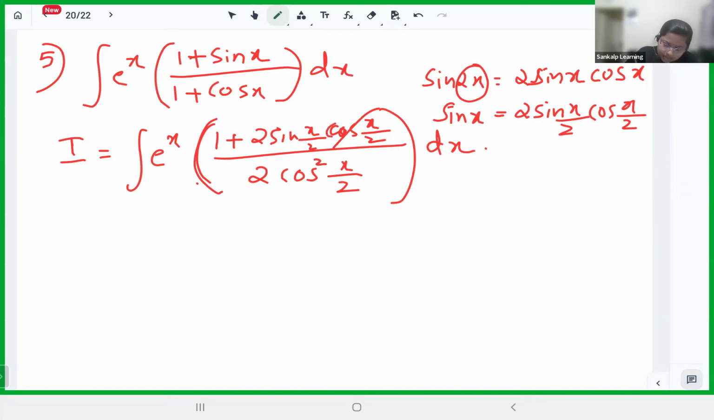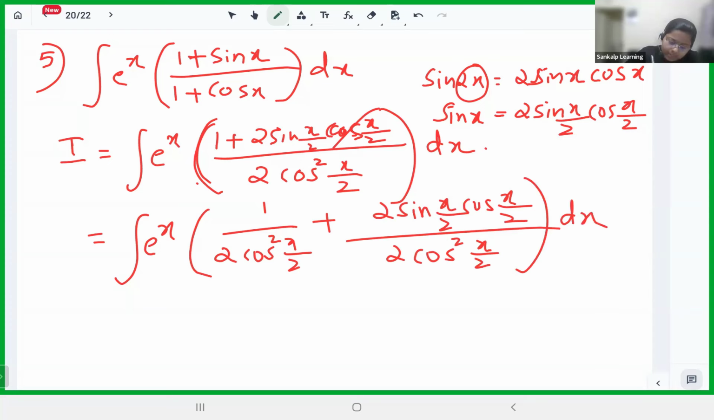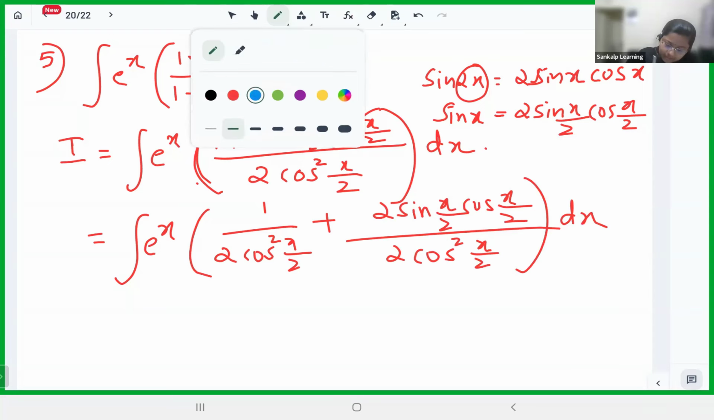You can cancel it directly from there. Now we can split this one, right? This is equal to integral e raised x into 1 by 2 cos square x by 2 plus 2 sin x by 2 cos x by 2 divided by 2 cos square x by 2. That is, we are splitting the denominator to each part of the numerator.